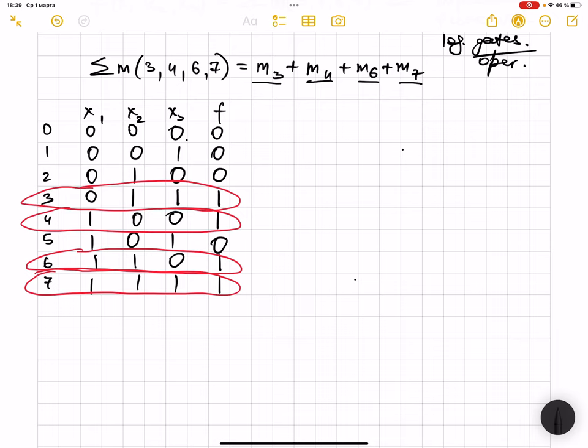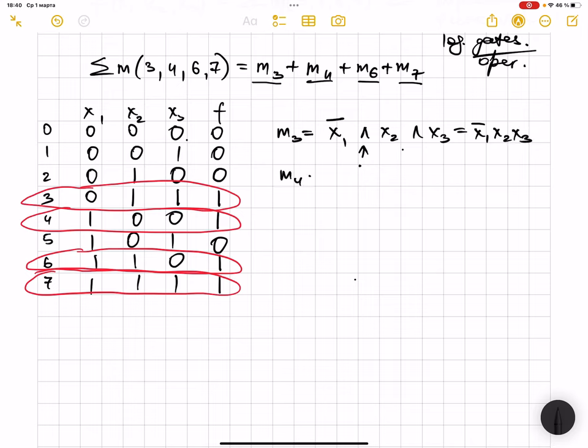So let's represent M3. What does M3 mean? M3 means just the multiplication, the AND operation, of the inputs: x1 and x2 and x3, right? x1 is 0, so that's why I put this bar. x2 is 1, x3 is 1. So instead of AND, I can write this dot to make our life easier. This is how we write M3.